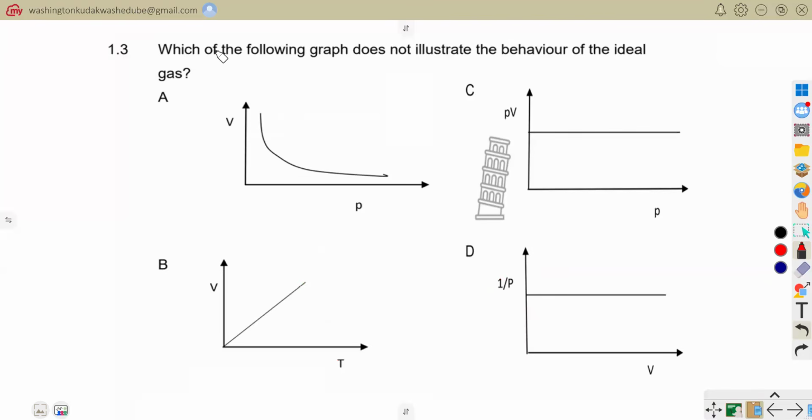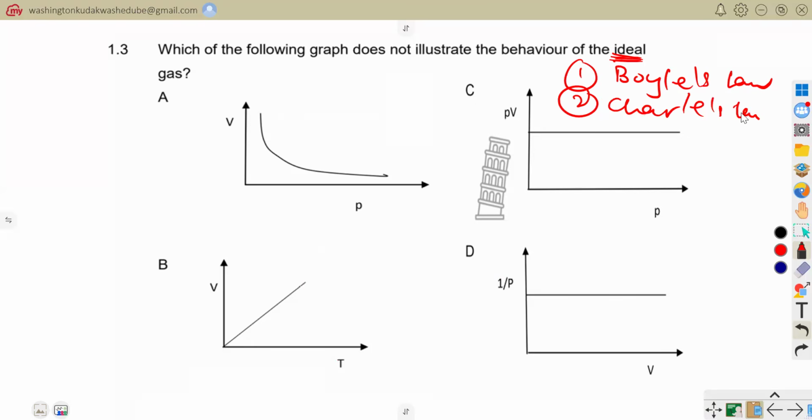Now let's go to 1.3. It says, which of the following graphs does not illustrate the behavior of an ideal gas? So under ideal gas, what is the behavior that is illustrated? The first one is defined by Boyle's law, and the second one is defined by Charles's law. And what does Boyle's law say? Boyle's law says that pressure is directly proportional to 1 over V, or else pressure is inversely proportional to your volume when your temperature is constant.